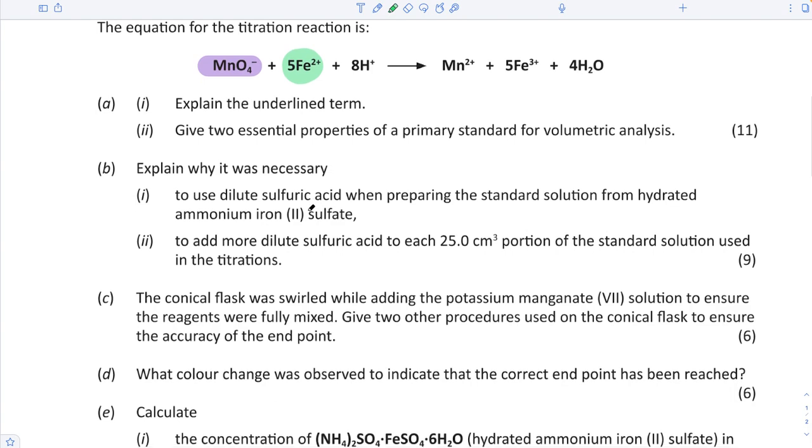So, first thing I'm going to do before I even go into the calculations is, for myself, I'm going to draw a little sketch of what's happening. So I'm going to have the volumetric flask here, and that volumetric flask was 250 centimeters cubed, and in the 250 centimeters cubed, what we have is 6.86 grams of the ammonium iron 2 sulfate.